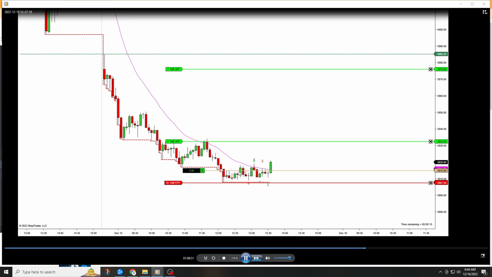So as you can see, I was very early coming in right here. The context was okay, but I was very early. Ideally for a higher probability trade, I'll show you in just a second, you'd want to wait until this bar closes, and then buy above this bar, and then possibly scalp to here, or you could hold out for an even bigger move.